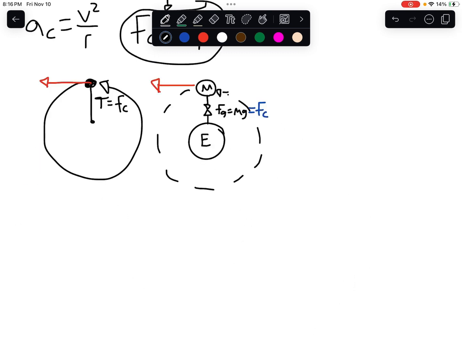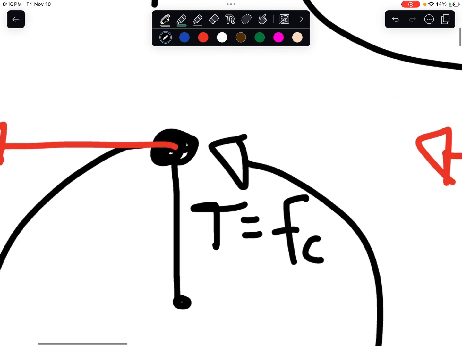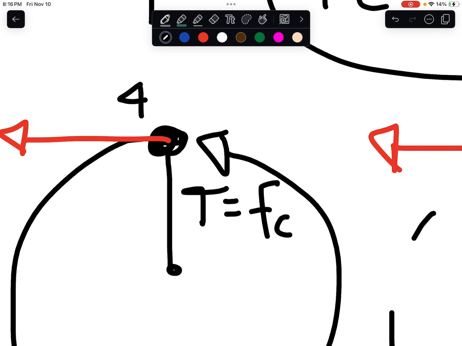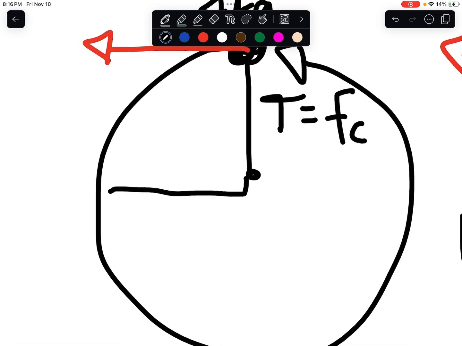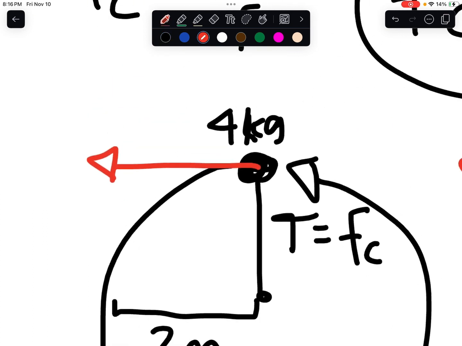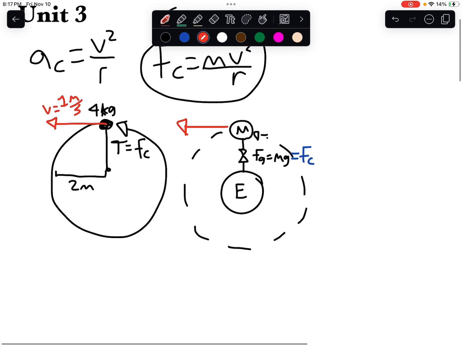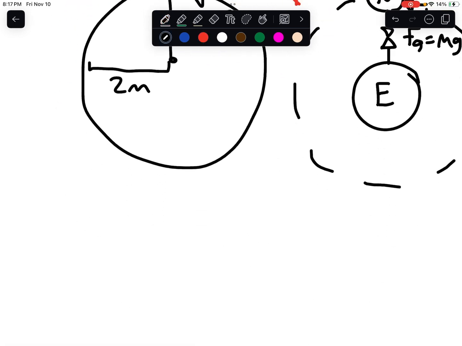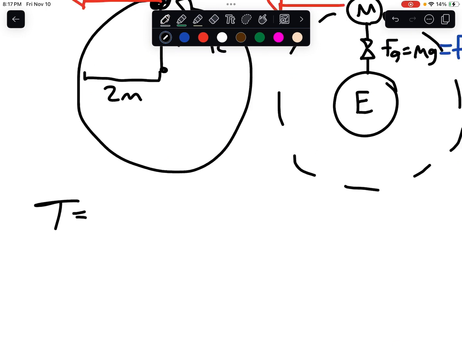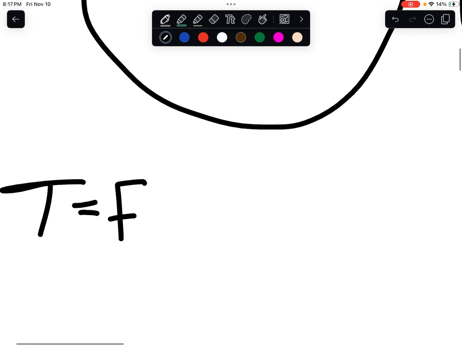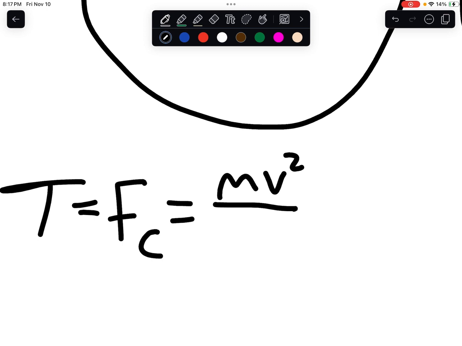All right. So let's take this tension problem and actually do the math for it, right? So let's say that this mass is 4 kilograms. It's a lot. Let's say that this radius is 2 meters. And let's say that its velocity is 1 meter per second. All right. So we want to find the tension, right? Which we have just shown up here is the centripetal force. So that equals m v squared over r.